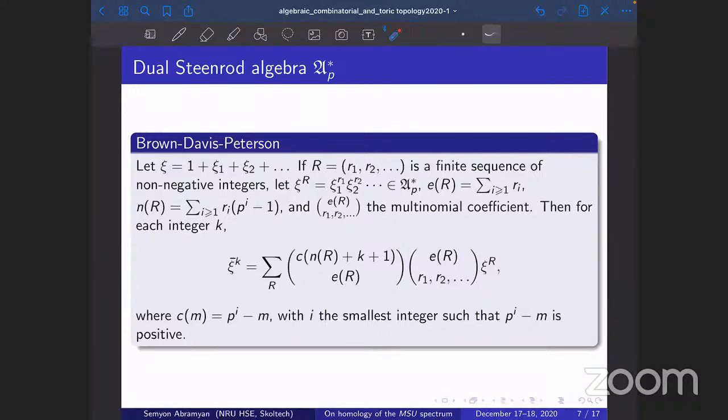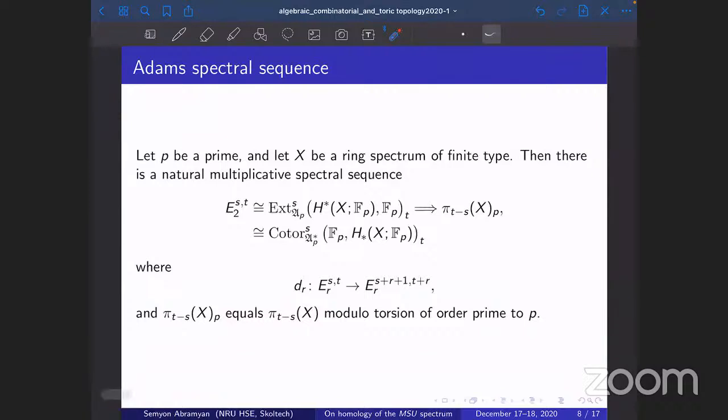Okay, so finally, we have our main computational tool. This is the mod P Adams spectral sequence. Its second term is written here. This is Ext from the mod P cohomology of X to the mod P cohomology of the point over A_P, and it converges to the homotopy groups of X modulo torsion of order prime to P.